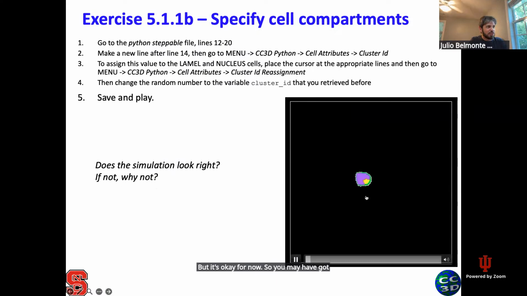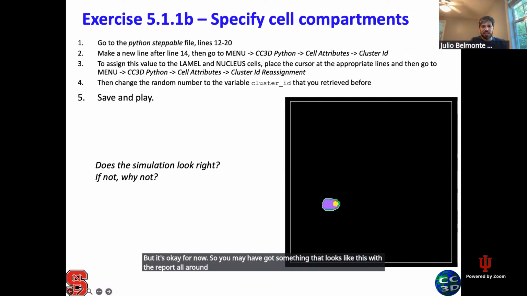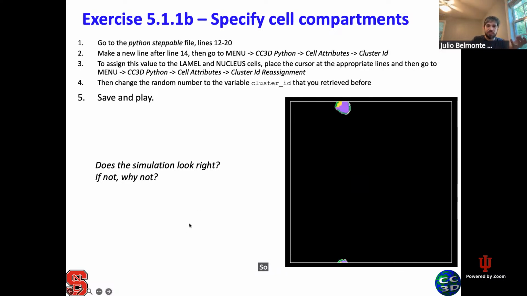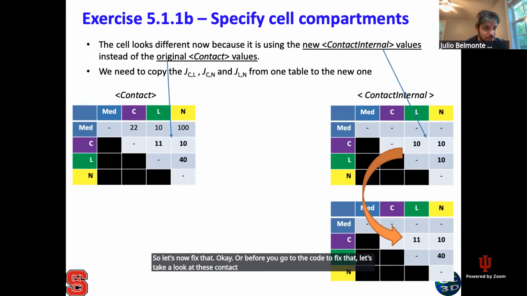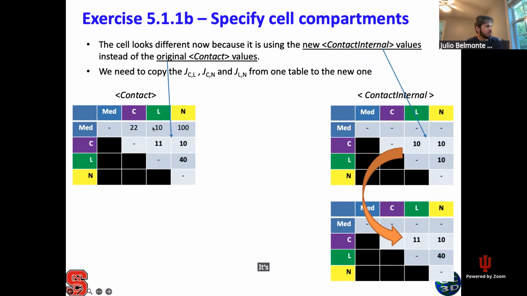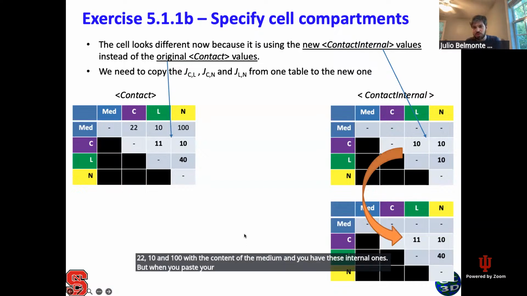So you may have got something that looks like this, with the lamellipodium all around the cell and the nuclei in the back, right? And the reason it is looking like this is because we have not made any change in the new internal contact energy matrix that we had before. So let's now fix that, okay? Before you go to the code to fix that, let's take a look at these contact energies. This is the contact energy that you had before, that you just inherited from Gilberto's code with 22, 10, and 100 with the contact of the medium, and you have these internal ones. But when you paste your new contact energies code in your XML code, it automatically set all the values to 10.